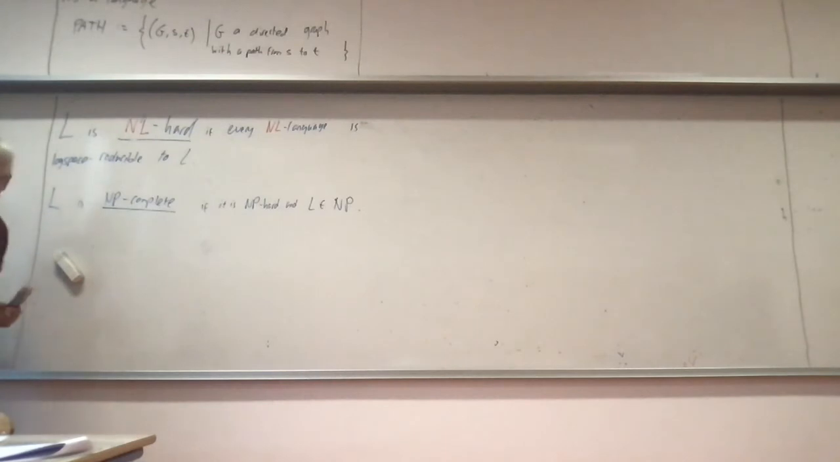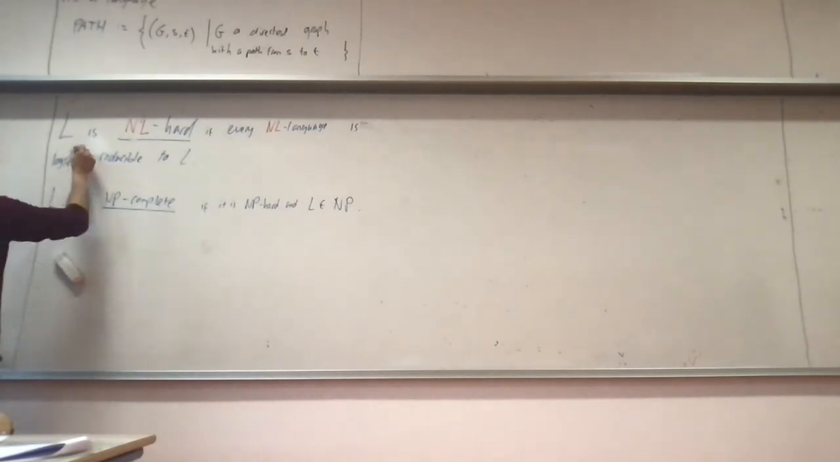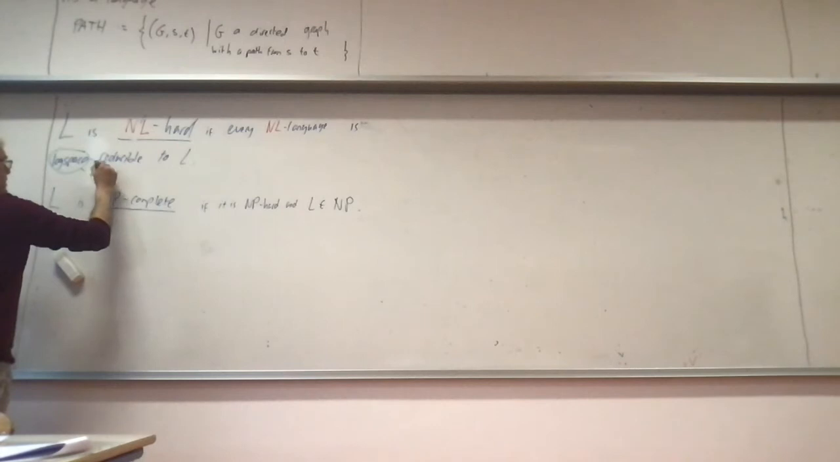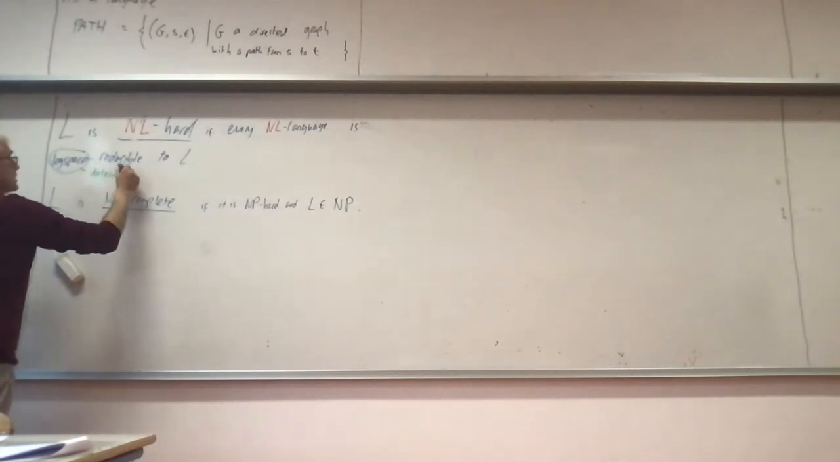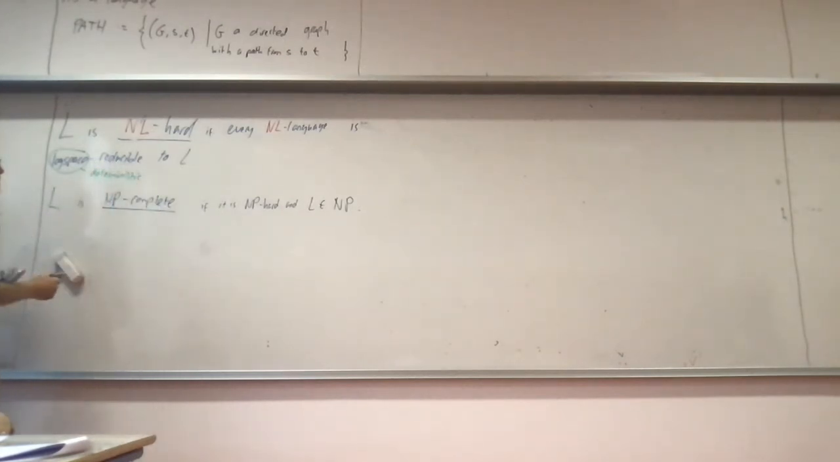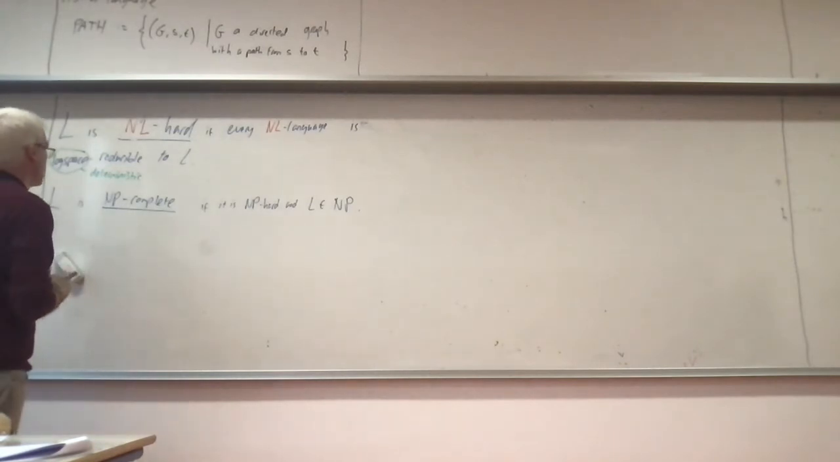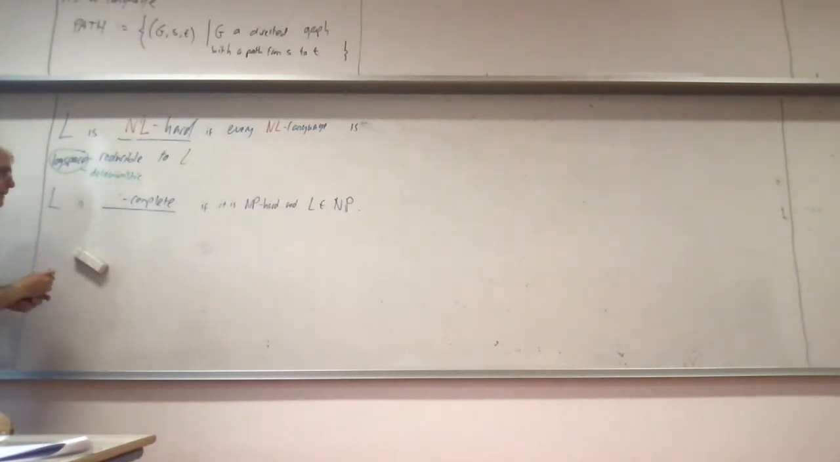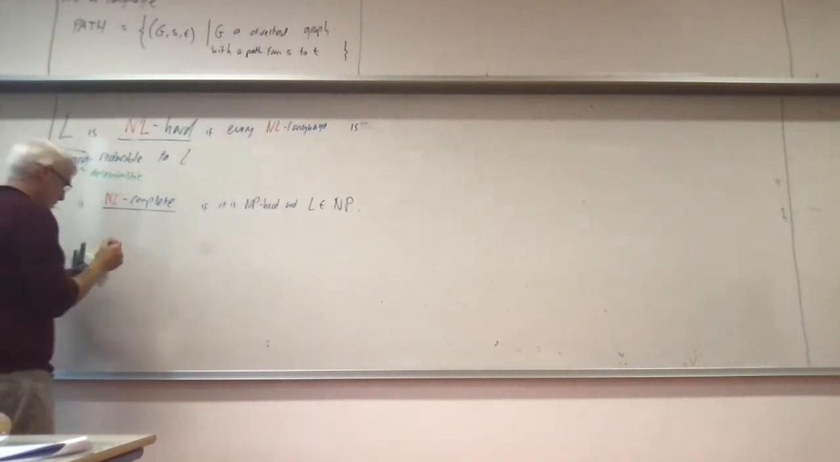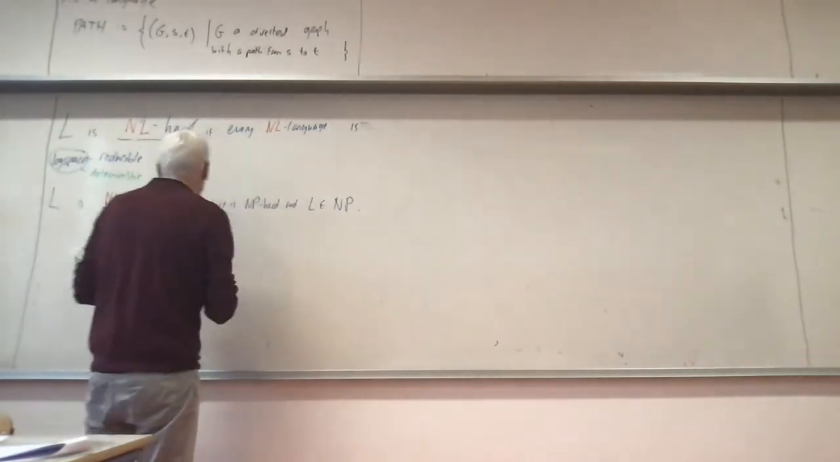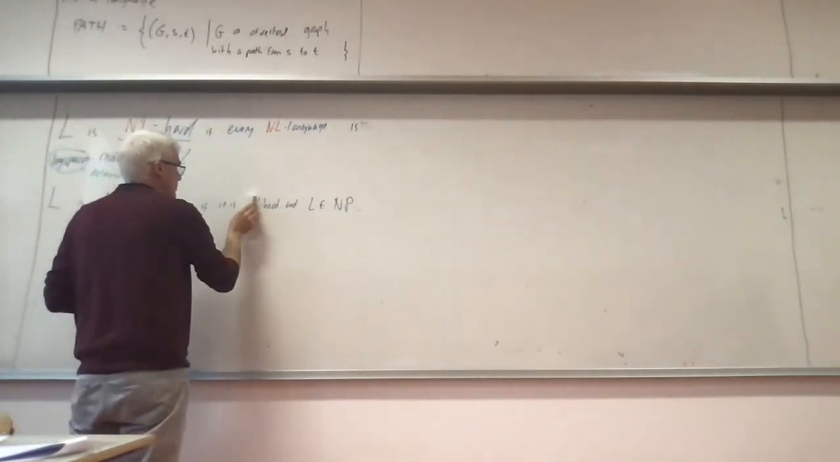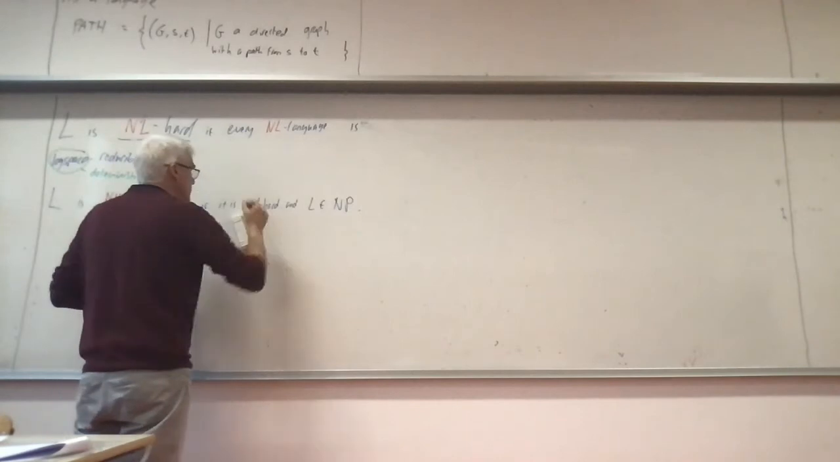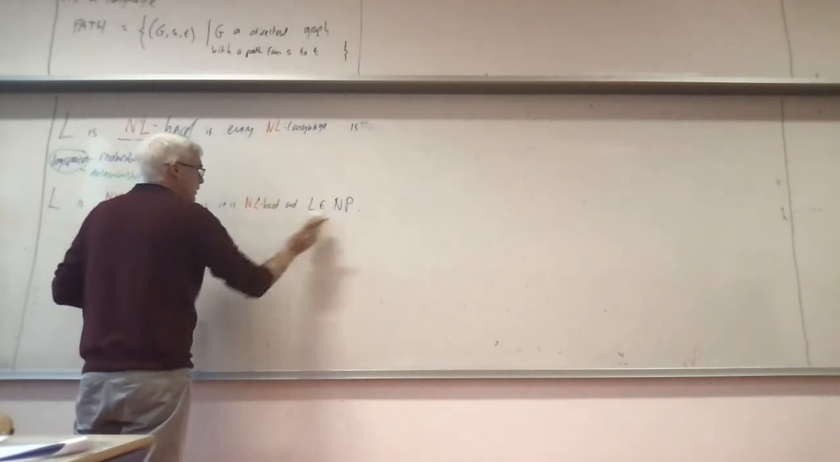So this is just the sense of deterministic. And we do the same thing here. NL complete just means that it's NL hard, so it's hard for non-deterministic log space, but the language is itself a non-deterministic log space language.